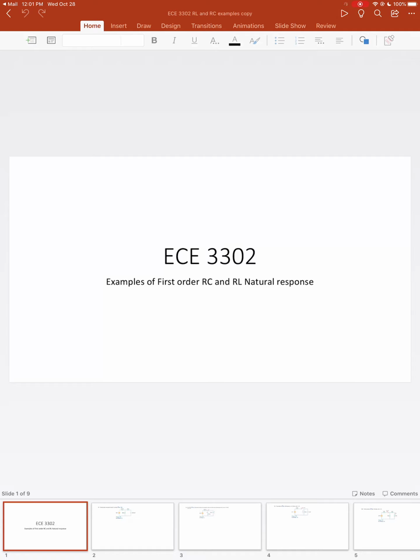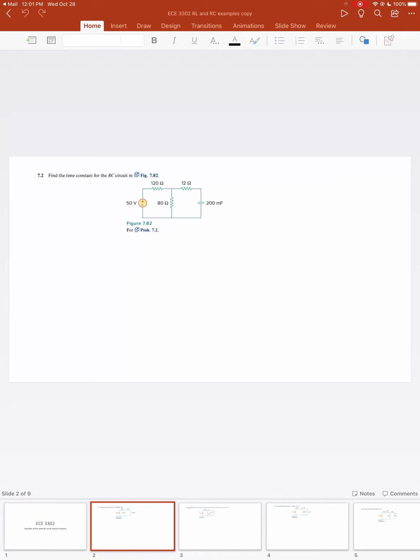In this lecture, we want to look at some examples of first order RL and RC circuit response. We'll look first at circuits with a natural response, and then we'll look at the step response. So here's an example of a circuit where we're asked just to find the time constant for the RC circuit. This is just some practice.